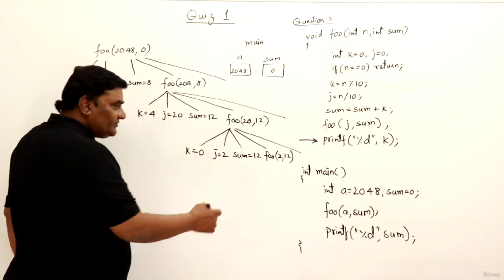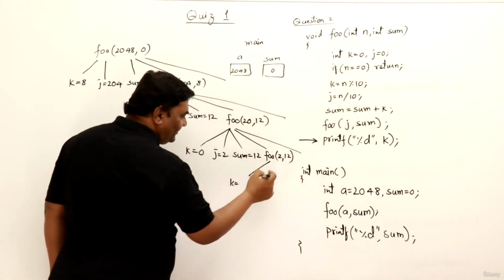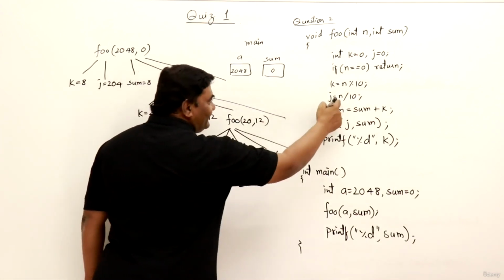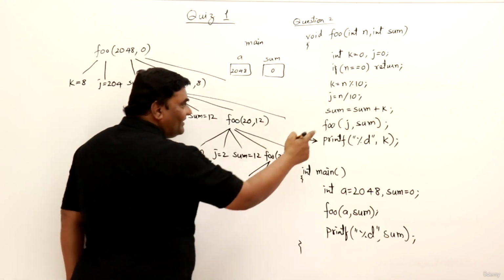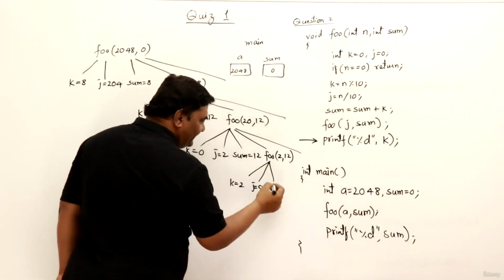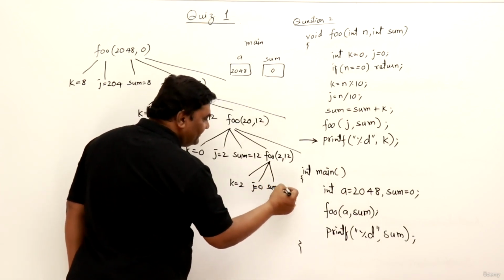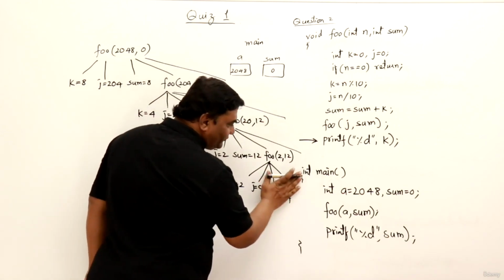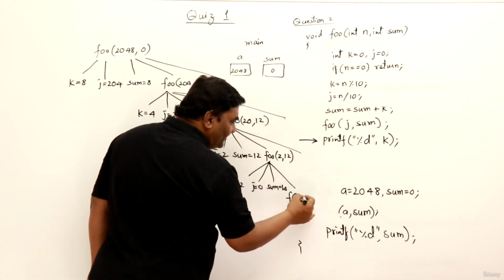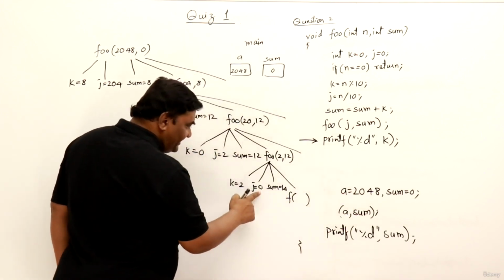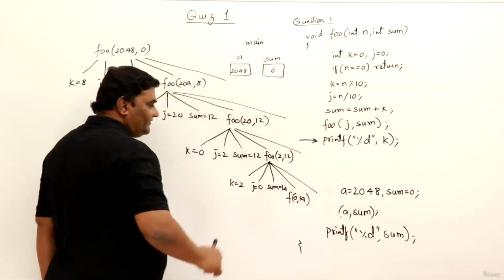Now one more call. Again those steps. k assign n mod 10. 2 mod 10 is how much? 2 only. j assign n divided by 10. 2 divided by 10, so j value will be how much? 0. Then sum assign sum plus k. Sum is right now 12, so in that 2 is added. So this becomes 14. Then foo, one more call. What is that? j and sum, 0 and 14. And also it has to print. This will be done afterwards.